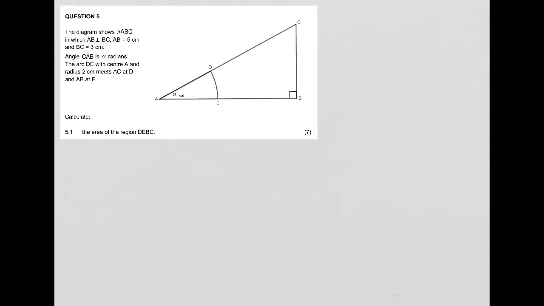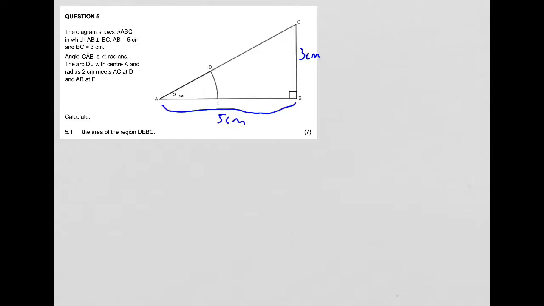Right, question 5. Diagram shows triangle ABC. AB is perpendicular to BC. AB is 5 units. So if the information is not on the diagram, put that on. Okay, so that's 5 centimeters. And BC equals 3 centimeters. Angle CAB is alpha in radians. The arc DE with center A and radius 2 meets AC at D and AB at E. So they've said A is a center, which means that it is part of a circle. DE is an arc of that circle, even if you can't see the circle there.